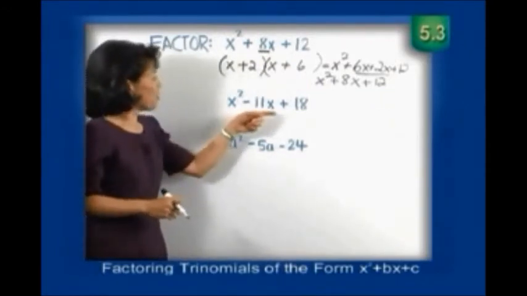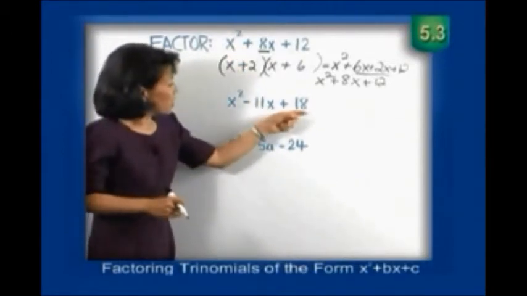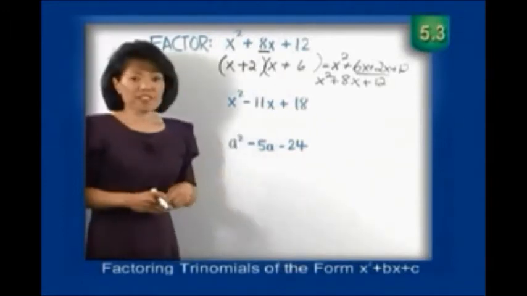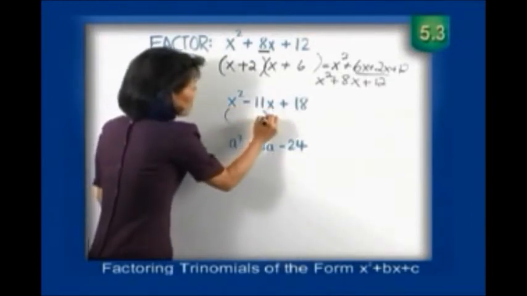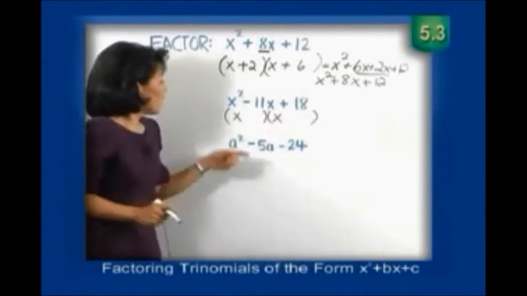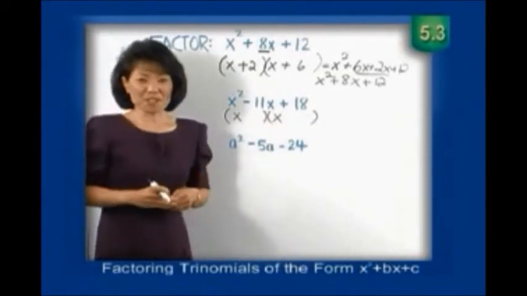Now the difference between this first problem and the second problem is that in this one here we have a product of positive 18, and now we're looking for a sum of negative 11. Let's get started here by doing the easy part first, and that is putting the x in. Remember, x times x gives us that first term. Nothing much to think about.